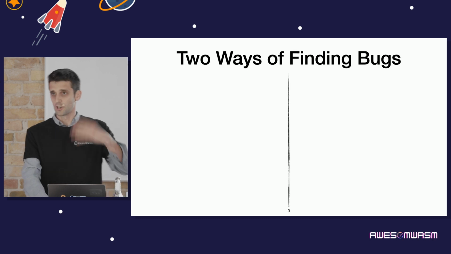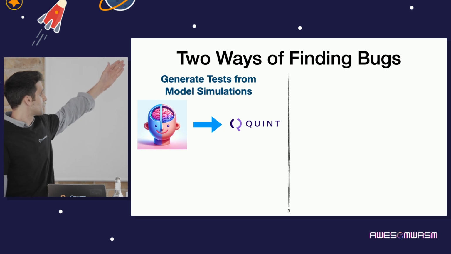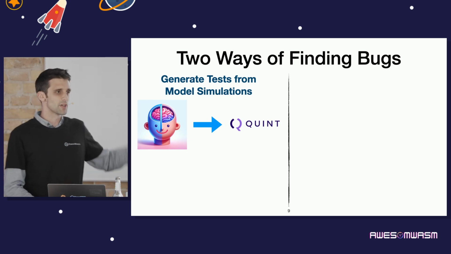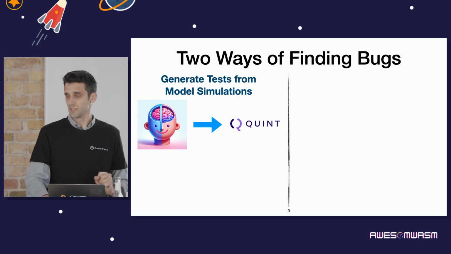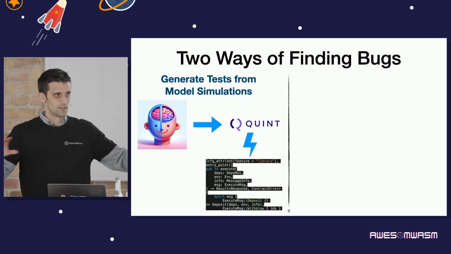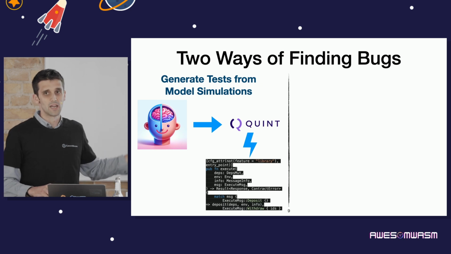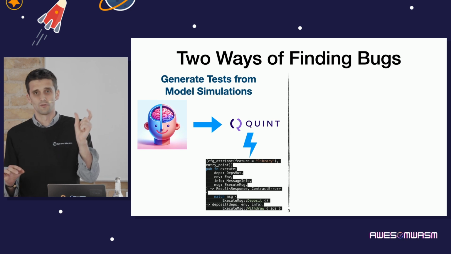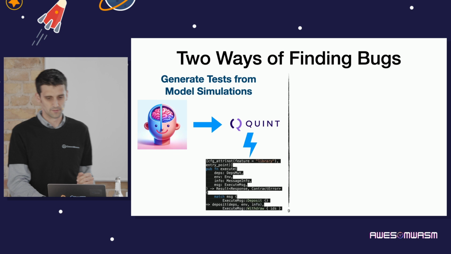In principle, there are two ways to do so. The first one is by generating a large number of tests from model simulation. So a typical workflow would be that we have an idea or English specification, and then we model it in Quint. And from Quint evolution, we generate many traces, and then run those traces against the code, and then look for bugs. How do we look for bugs? We compare the output of the tests with the output from the model. If they do not match, something is broken.